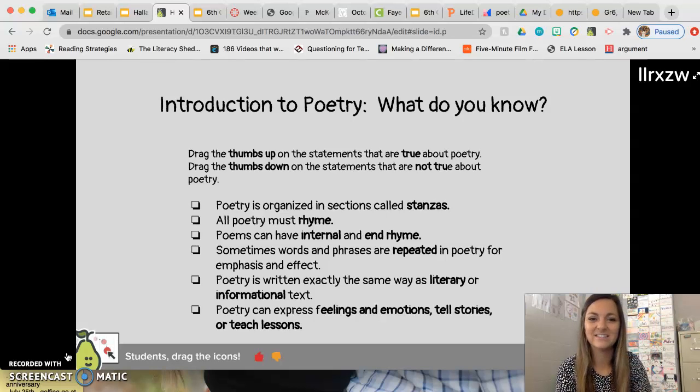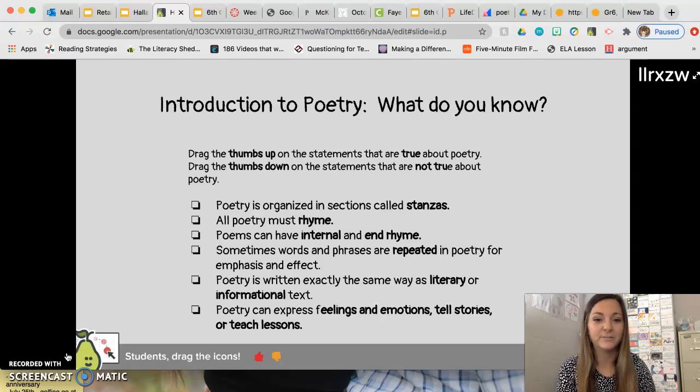Sometimes words and phrases are repeated in poetry for emphasis and effect. True, and that is called repetition. They repeat things in order to show that they are important, that they want you to really remember that that's one part that gets stuck in your head.